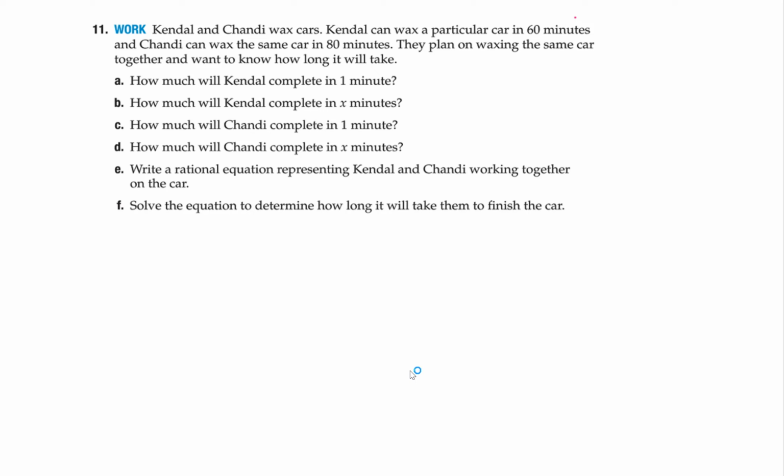Kendo can wax a particular car in 60 minutes. That takes a long time. And Candy can wax it in 80 minutes. Candy needs help. They plan on waxing the same car together, and they want to know how long it would take.